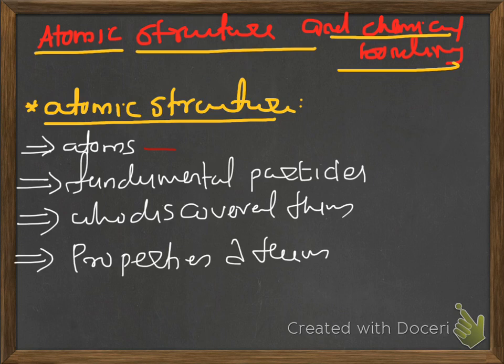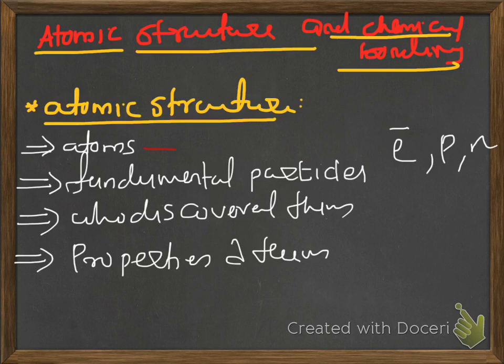In your plus 1 classes, you have studied about the fundamental particles of an atom. They are mainly 3 in number, which are electrons, protons, and neutrons. And you have studied the story behind the discovery of each and every fundamental particle. At first, we have discovered electron, and the credit of this discovery belongs to J.J. Thomson.